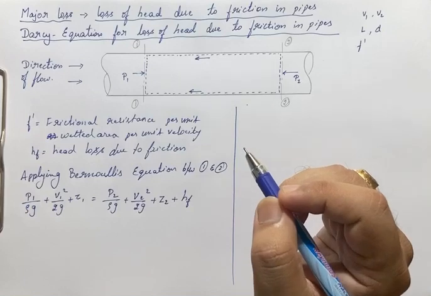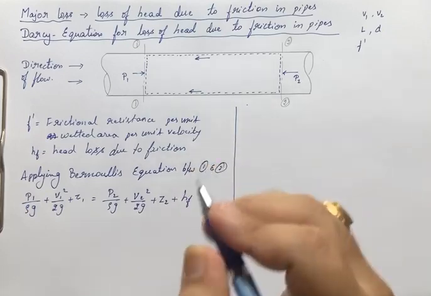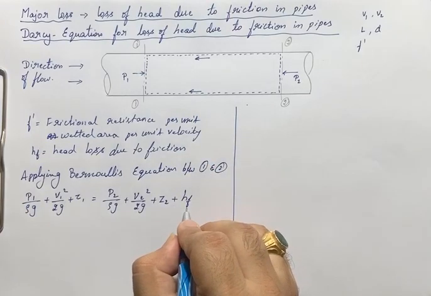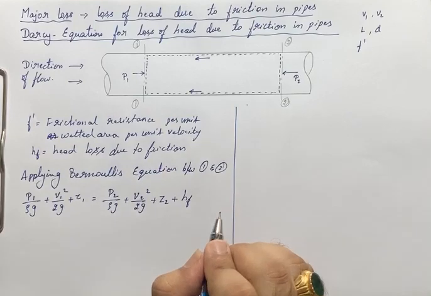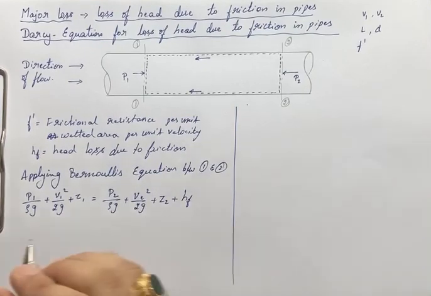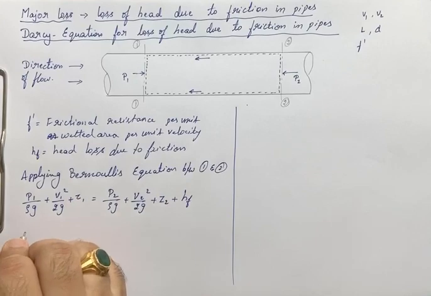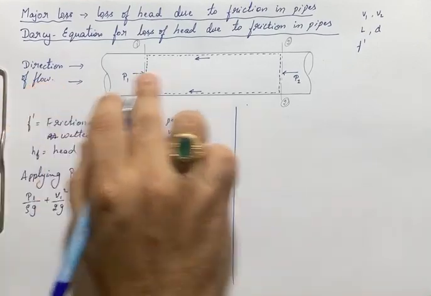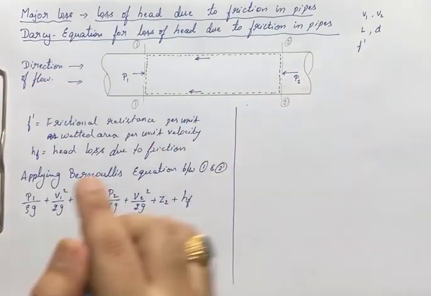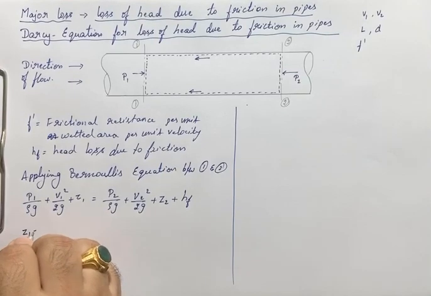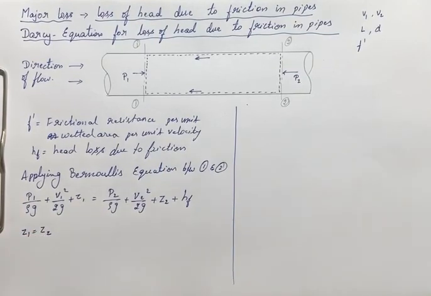That loss occurred due to friction in the pipe, so that is nothing but HF. HF is the head loss due to friction in the pipe. Now, in this case, the pipe is horizontal. So Z1 is equal to Z2. That means Z1 minus Z2 will be 0 here.